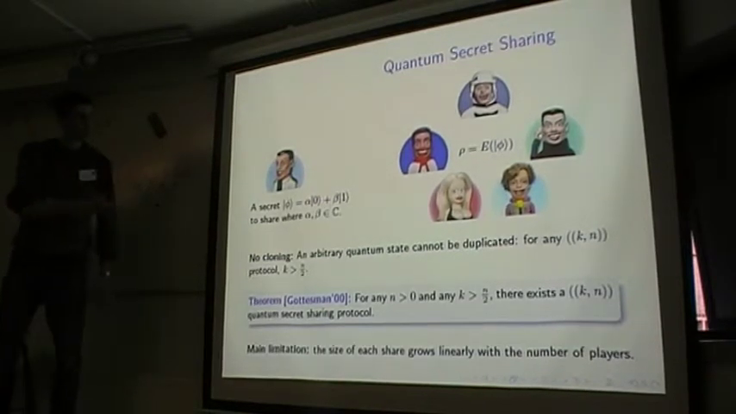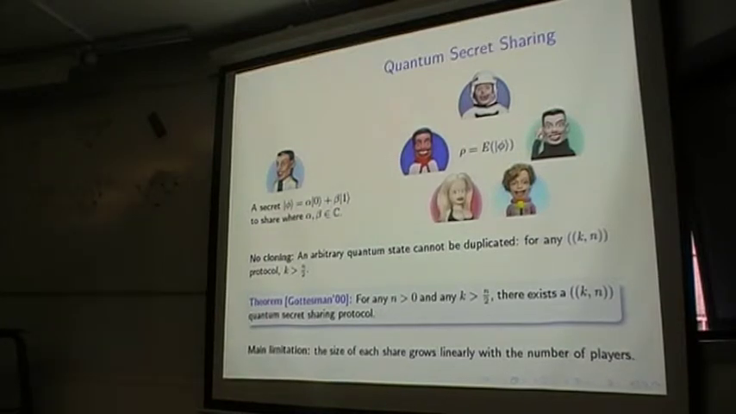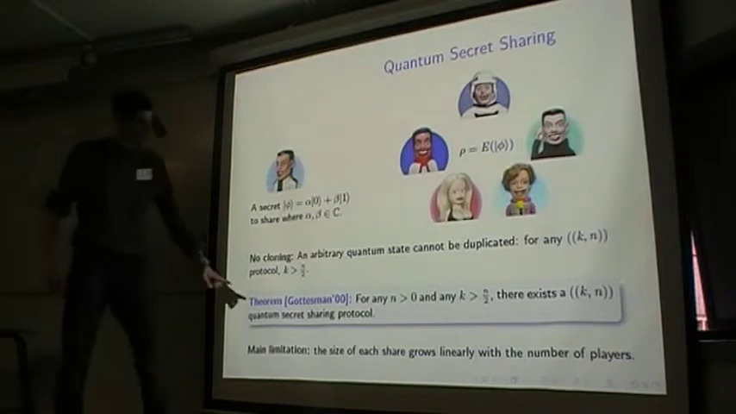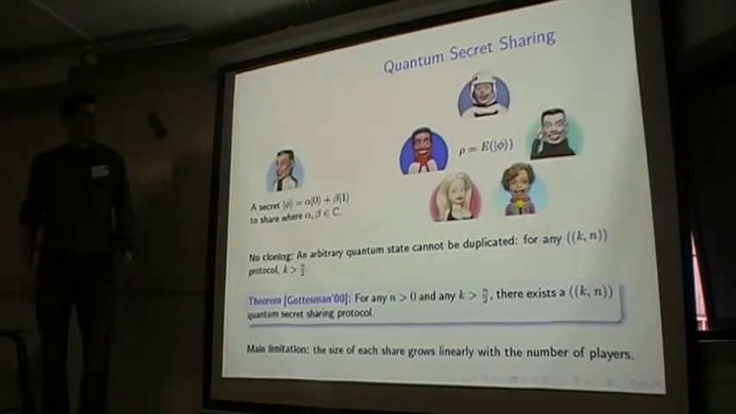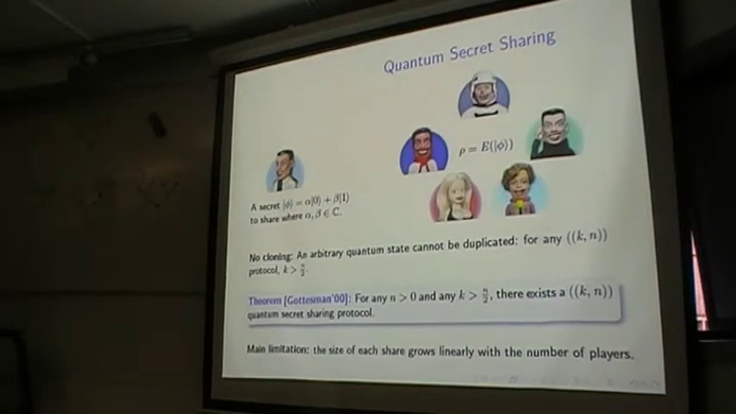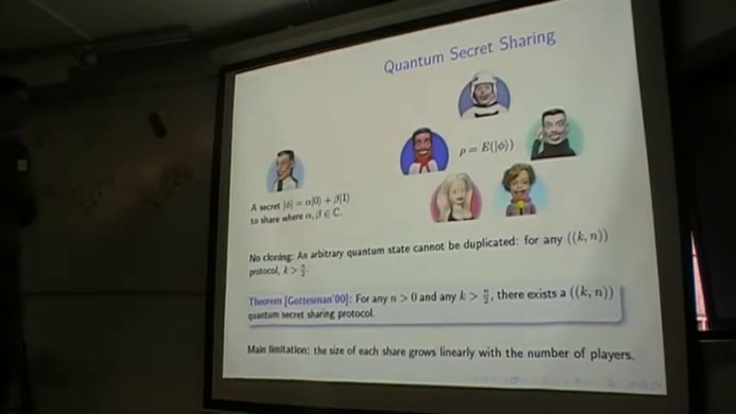So to avoid this cloning, the threshold must be larger than n over 2. It's a necessary condition, and it turns out that it is somehow a sufficient condition, because Gottesman showed that for any number of players and any threshold larger than n over 2, there exists a quantum secret sharing scheme.